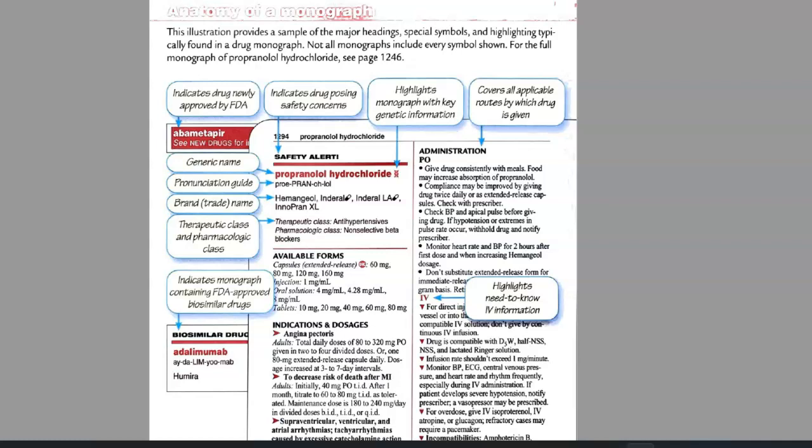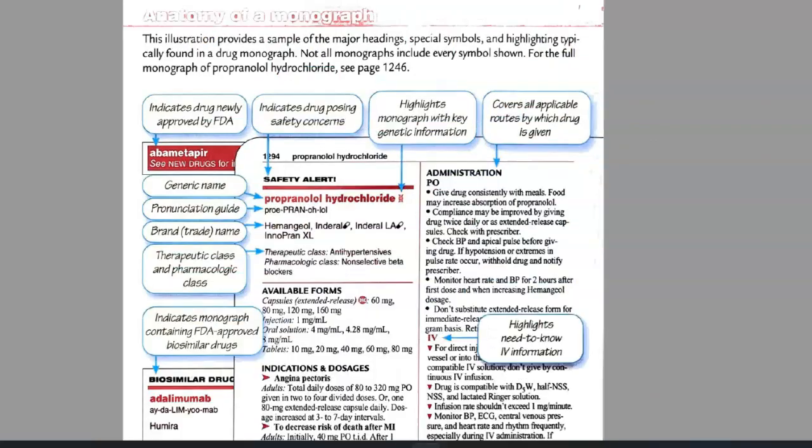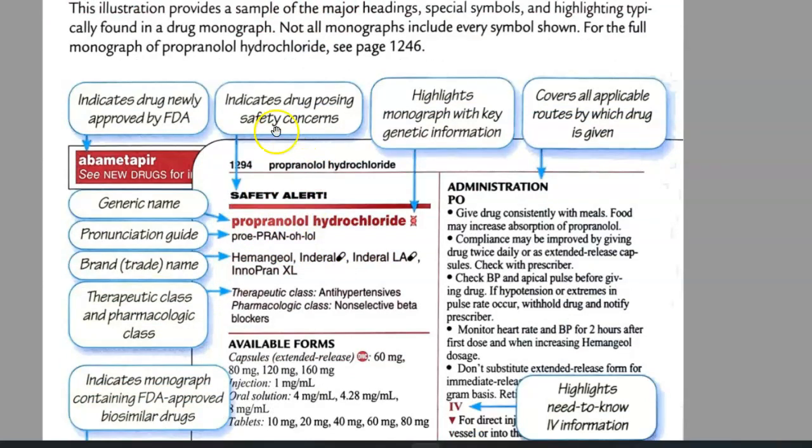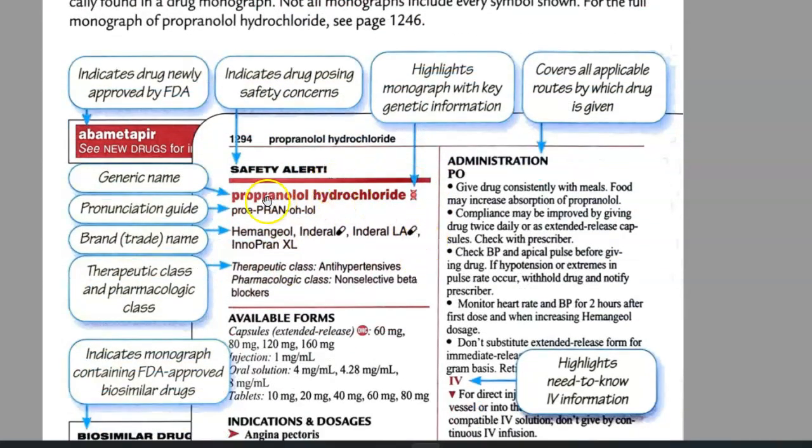And when you open it to your desired page, whatever medication you're looking for, you will basically see a similar page. So this is a drug monograph. As you can see on this page right here, let me make it a little larger. For example, this is the drug propranolol hydrochloride. So it goes by the generic name.